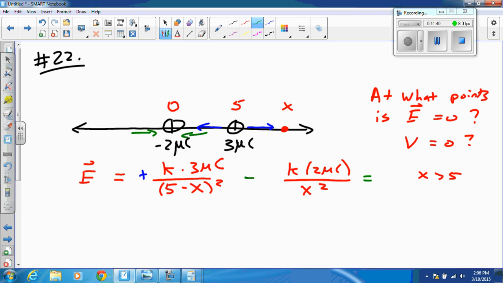And now I set all this equal to 0. And when I set it equal to 0, then I think I can probably simplify. I'm going to divide both sides by k, so I don't have to worry about that. And I'm going to divide both sides by 10 to the minus 6, so I don't have to worry about that. And I get this equation, 3 over (5 minus x) squared plus 2 over x squared is equal to 0.